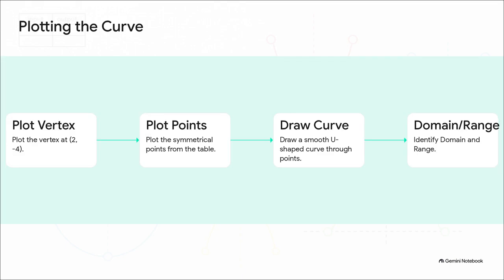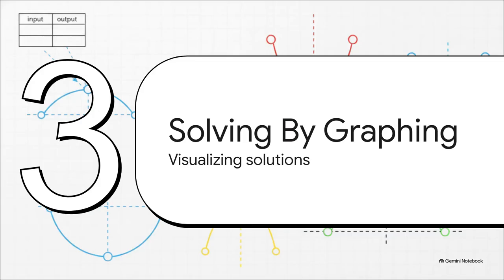Now let's actually build this graph. First, plot the vertex at (2, negative 4). Next, plot those symmetrical points from our table, like (0, 0) and (4, 0). Then, just draw a smooth U-shaped curve right through them. When you look at this completed shape, notice that our domain spans all real numbers from left to right, while our range is strictly restricted to y values greater than or equal to negative 4. Section 4, solving by graphing.